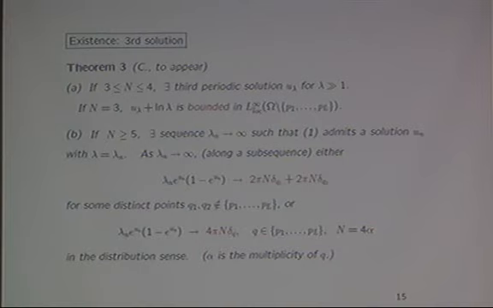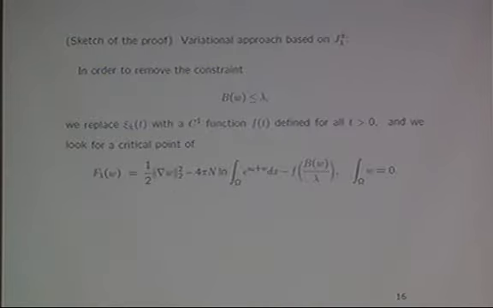So this theorem indicates that the existence of a third solution or fourth solution may depend on the number and the location of the singularities P1, ..., Pl. If the number is getting larger and larger, and if the locations of Pj are complicated, then we will get many periodic solutions. Okay, let me sketch the proof in brief.